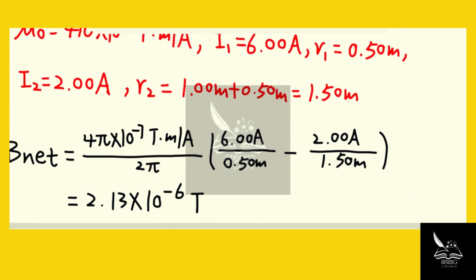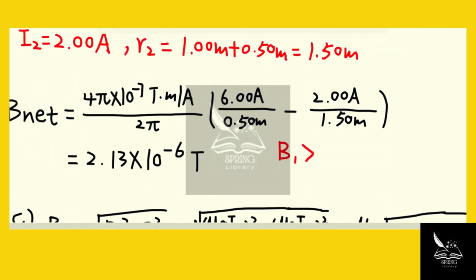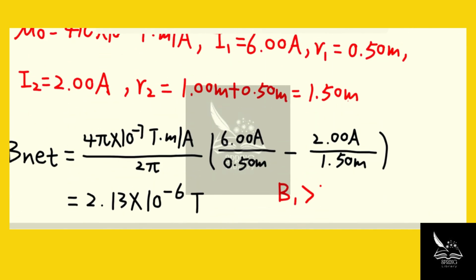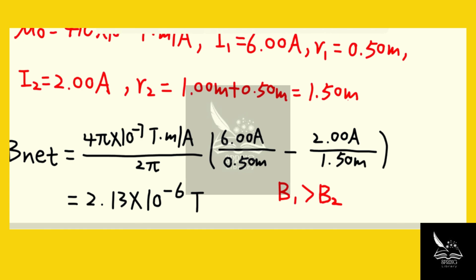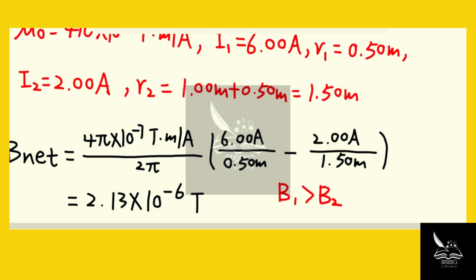And since we know that B1 is greater than B2 because it's closer, and also the current is larger, therefore the direction of the net magnetic field at point Q should be the same as the direction of B1, okay, which is the right side.